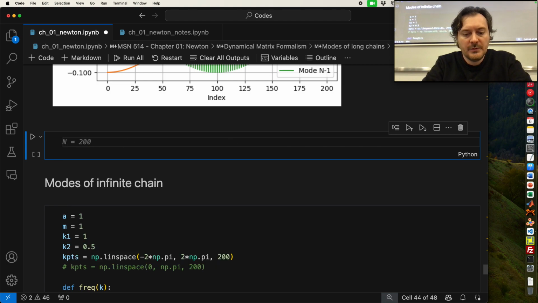Help me out, please. K is MP arrange. Where should I go from? 0 to pi. Also 0 to pi. Let's go from 0 to pi. Very good idea.